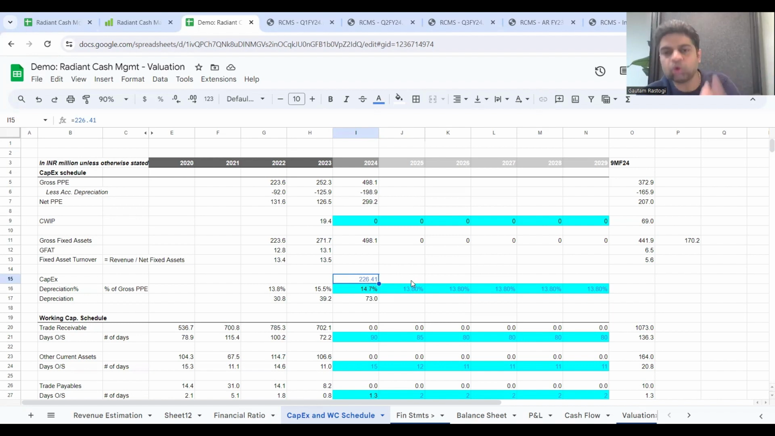All right. So since historically they have not done a lot of capex, I'm going to assume that in the future years the capex would be the depreciation of the past year. So for FY25 the capex would be the depreciation amount of the previous year. तो मैं ऐसे उठा के ऐसे ट्रैक कर दूंगा. Okay?